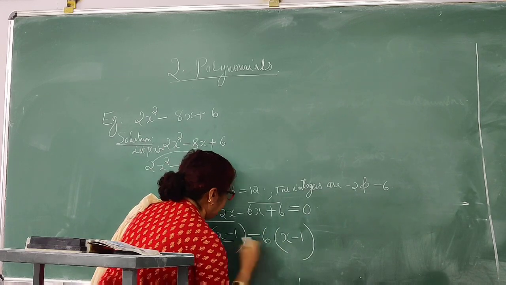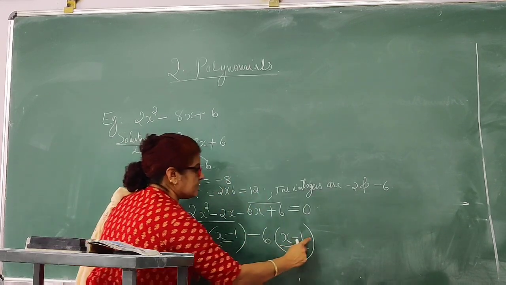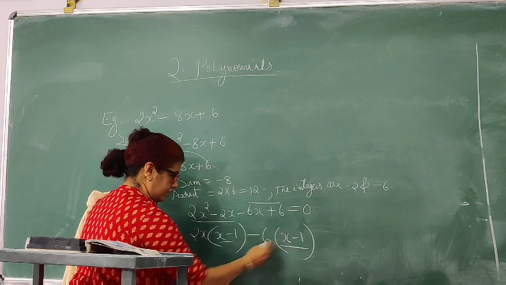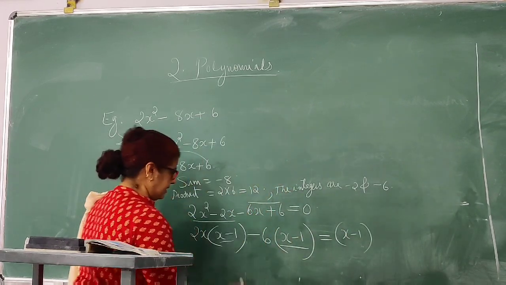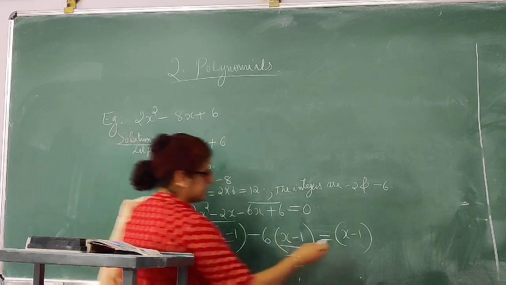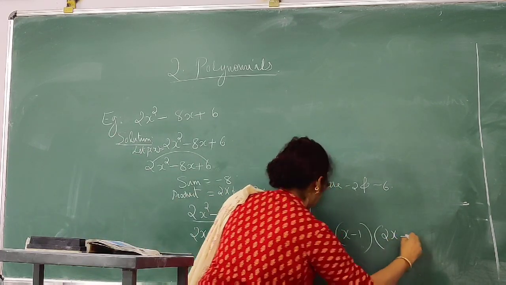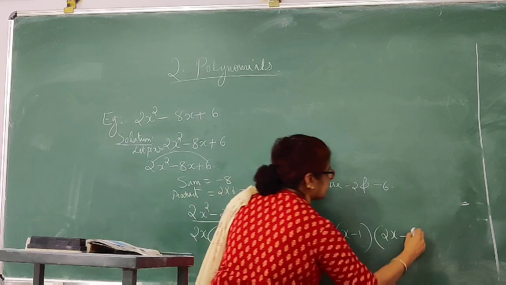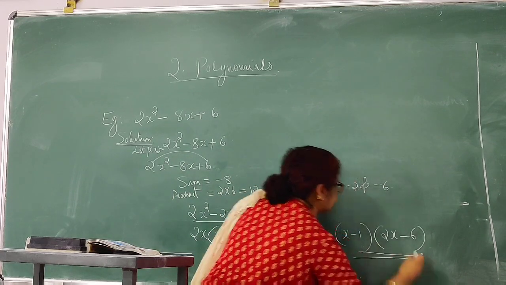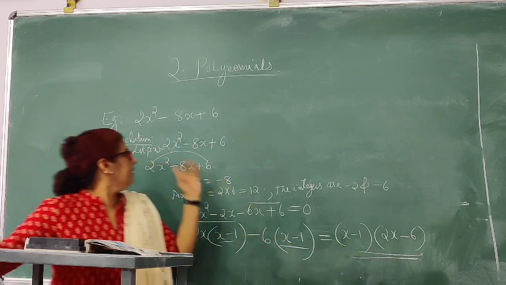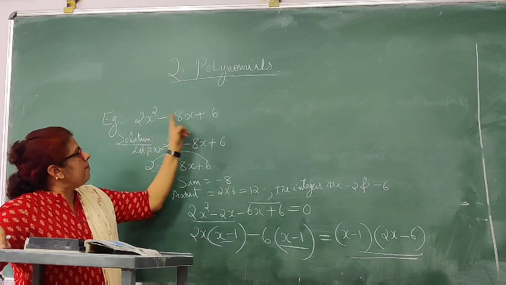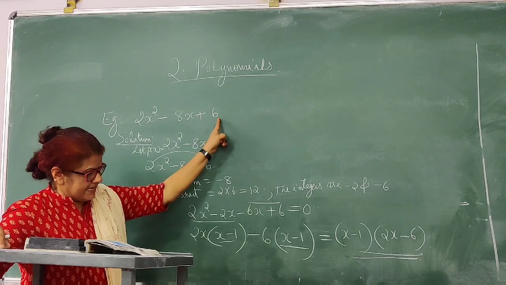It's okay. Then we see x -1 is common in both. So we take x -1 as a common factor, and here remains 2x and here remains -6. And this is the factorization of the given polynomial, 2x square minus 8x plus 6.